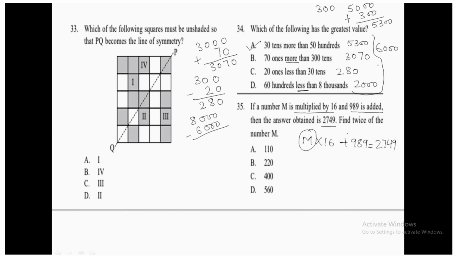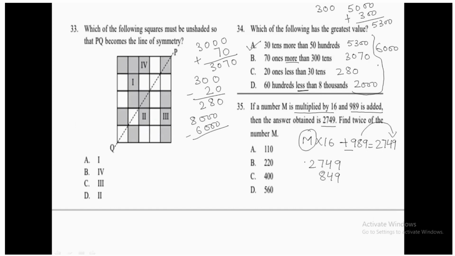So first you can see this 989 here is in an addition form, correct? Now if this 989 goes to the other side of the equal sign, it will become minus, correct? So plus 989, if that is going to the other side, becomes minus 989. Okay, so what are we supposed to do? First we will subtract 989 from 2749. Let's see what we are getting after subtracting these two numbers.